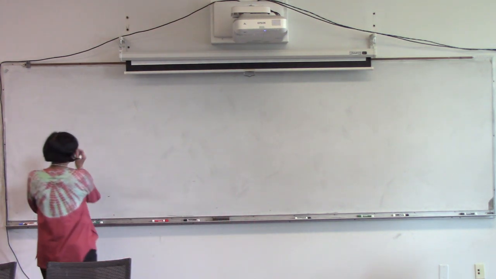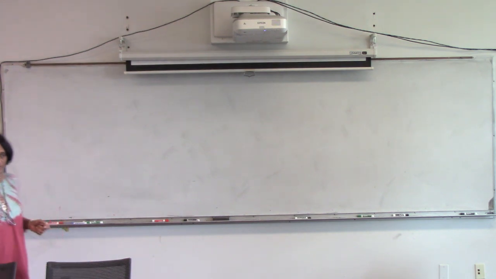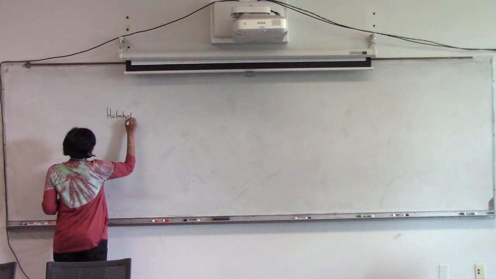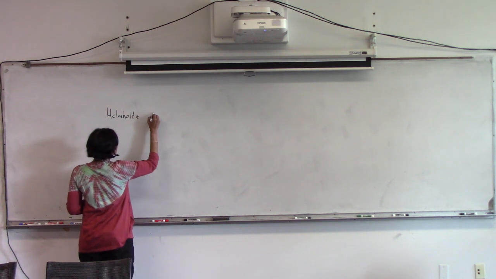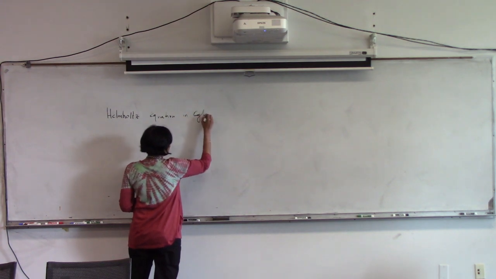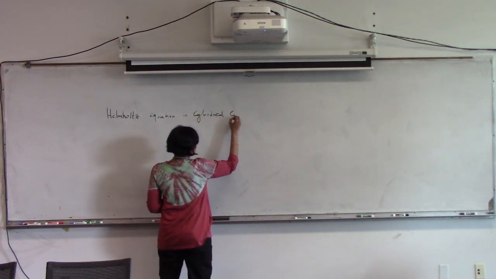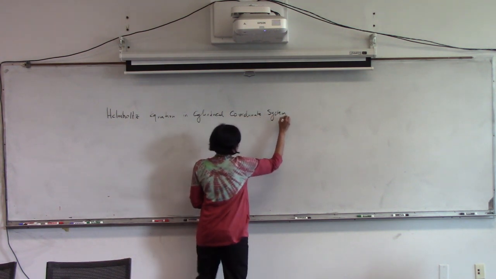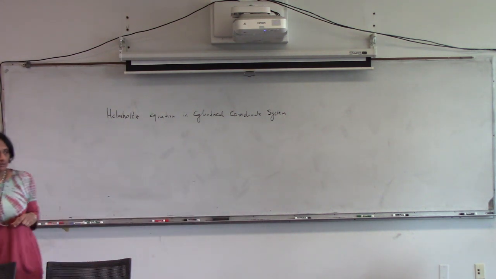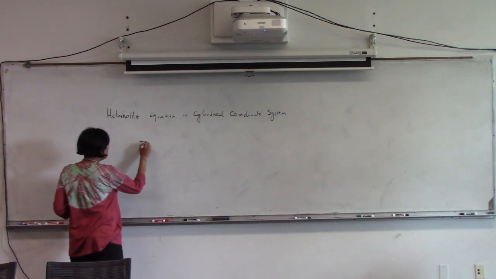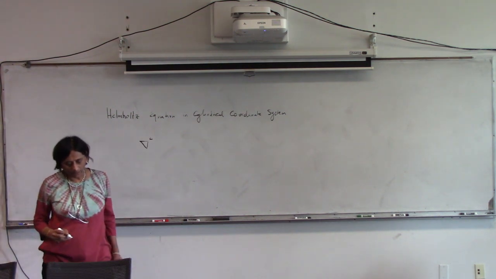What I want to do today is the Helmholtz equation in cylindrical coordinates. So what we did last time was, this is what we want to do today. Basically, the Helmholtz equation is nothing but the time-independent Schrodinger equation. Mathematicians call it the Helmholtz equation. This is something you will come across all the time.